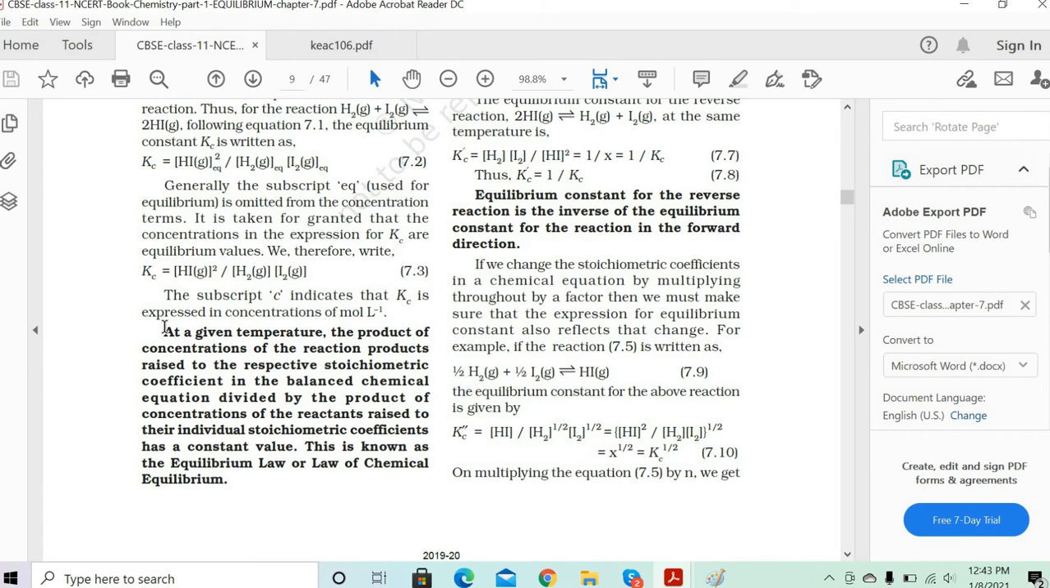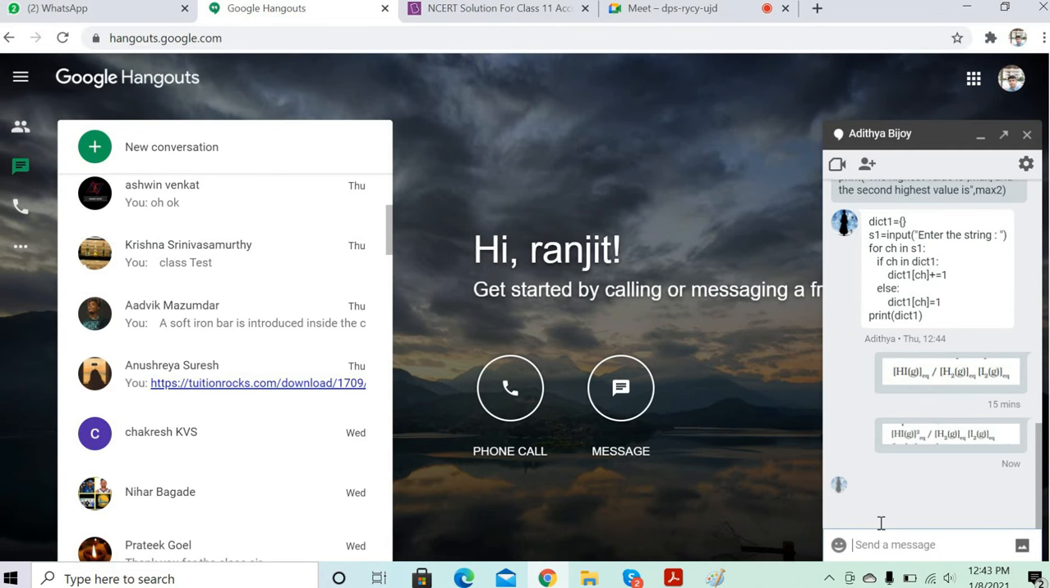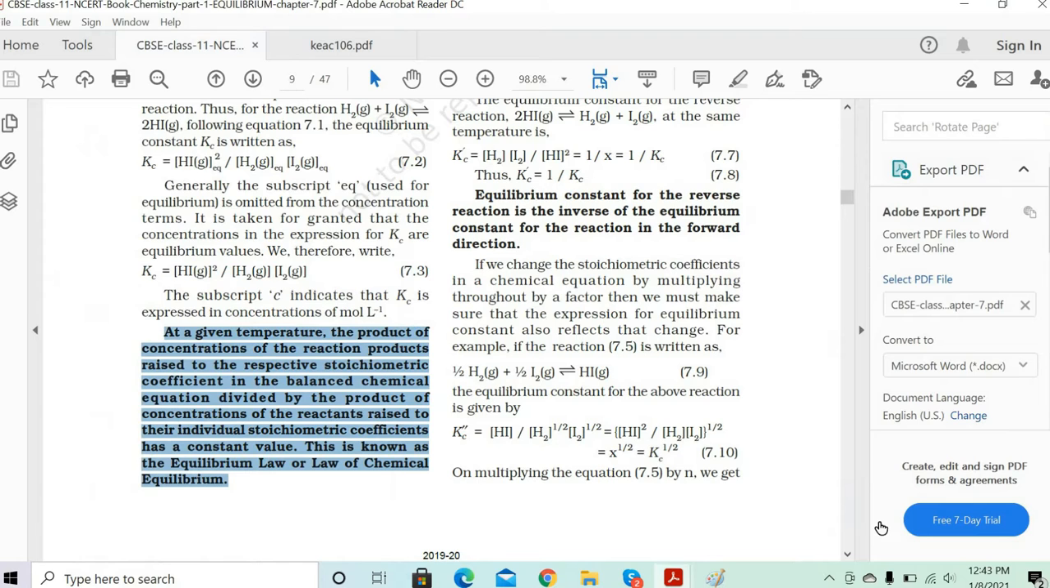So this can also be defined as the equilibrium law or the law of chemical equilibrium. This part is also important, just write down this part. This is defined as the law of chemical equilibrium.